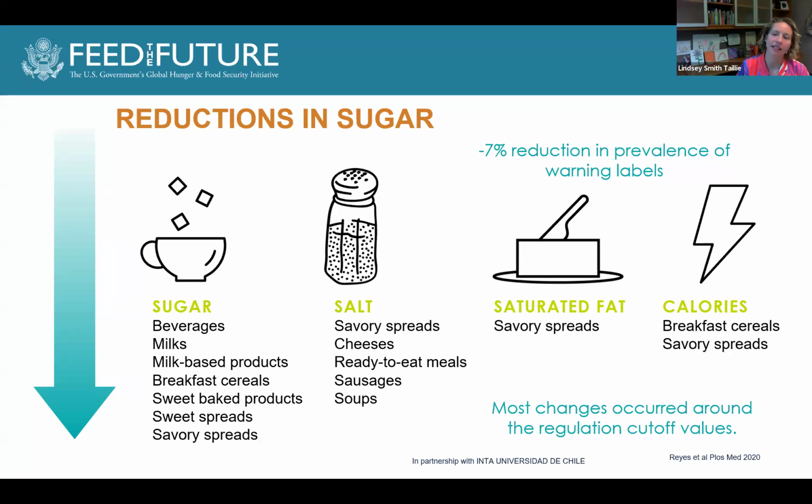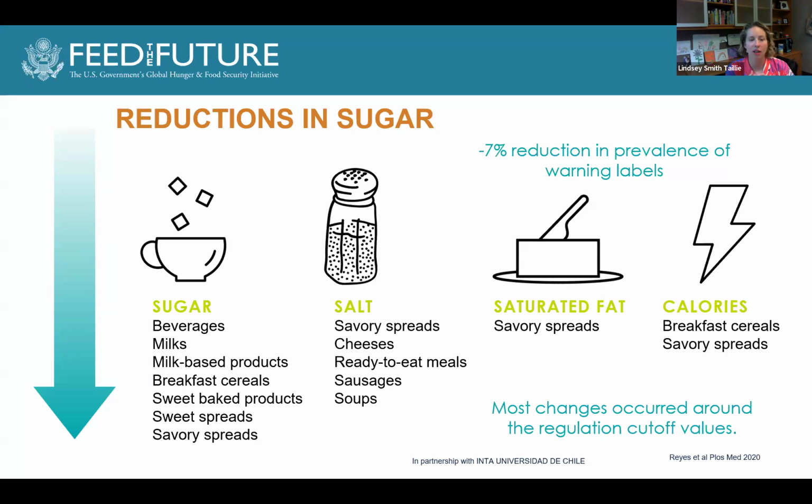But these labeling policies also have a second effect, which is to incentivize the food industry to reformulate. Because the food industry doesn't want people to stop buying their product. And they know that's what's going to happen with the warning label. So they reformulate their product to get under the threshold that would trigger the warning label. And so they're removing sugar and sodium from the food supply. And that's what we saw happen in Chile. So after the first phase of the law, there was a 7% reduction in the percent of products that carry the warning label. And then there were also reductions, particularly in sugar and in salt.